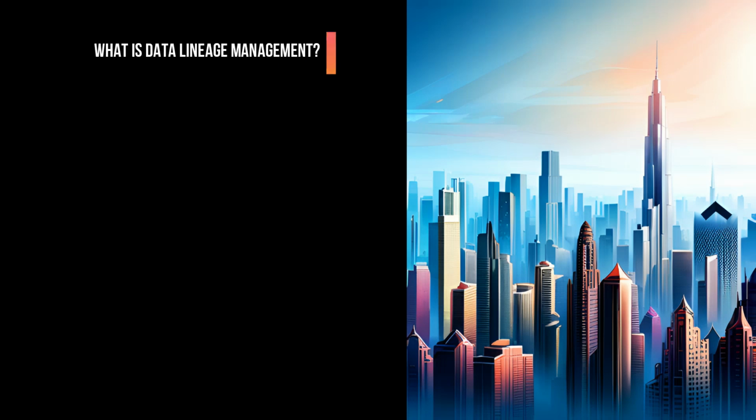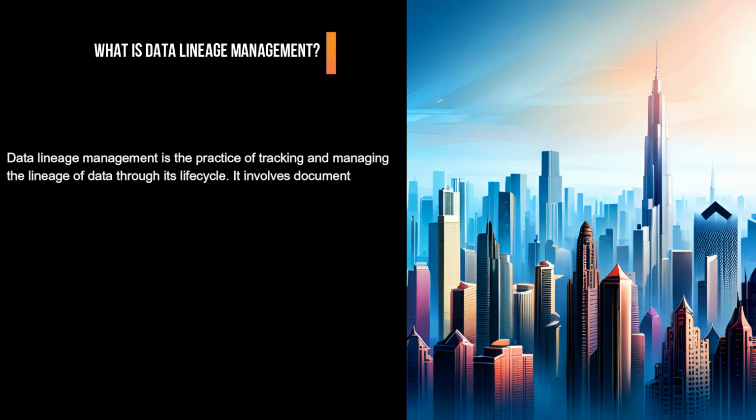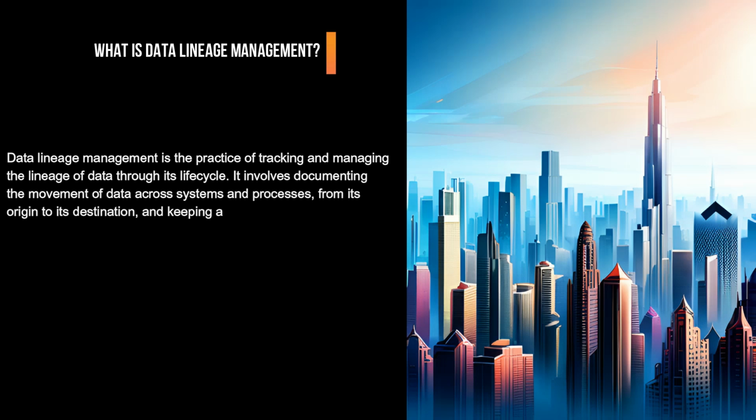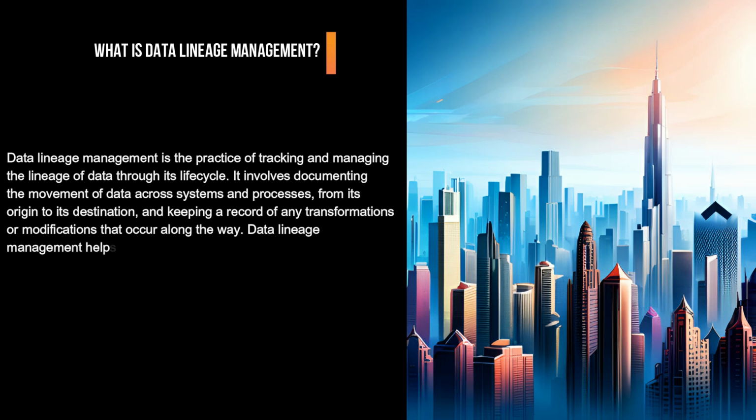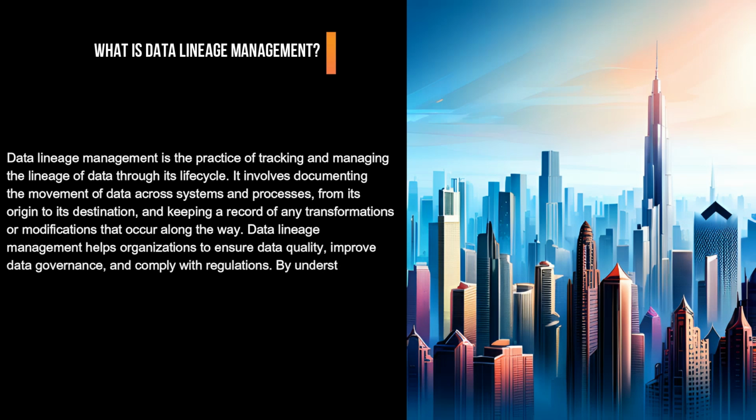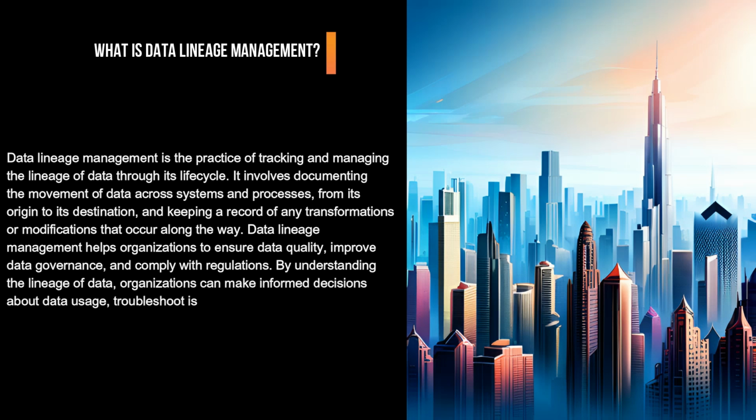What is data lineage management? Data lineage management is the practice of tracking and managing the lineage of data through its life cycle. It involves documenting the movement of data across systems and processes from its origin to its destination, and keeping a record of any transformations or modifications that occur along the way. Data lineage management helps organizations to ensure data quality, improve data governance, and comply with regulations. By understanding the lineage of data, organizations can make informed decisions about data usage, troubleshoot issues, and optimize data processing.